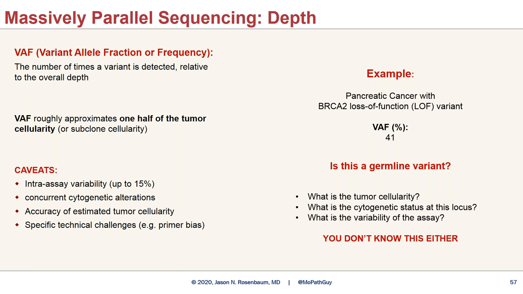At the end of the day, you don't know this either, because yes, that could be 50%, but it could also be 26%. More importantly, in this case, BRCA2 is a tumor suppressor, meaning that the purported mechanism of disease is loss of function of both alleles. And so if you have loss of function on one allele, you would expect the other allele to either have a mutation. In this case, it doesn't. And so you would expect loss of the entire cytogenetic locus if this is really driving the patient's disease.